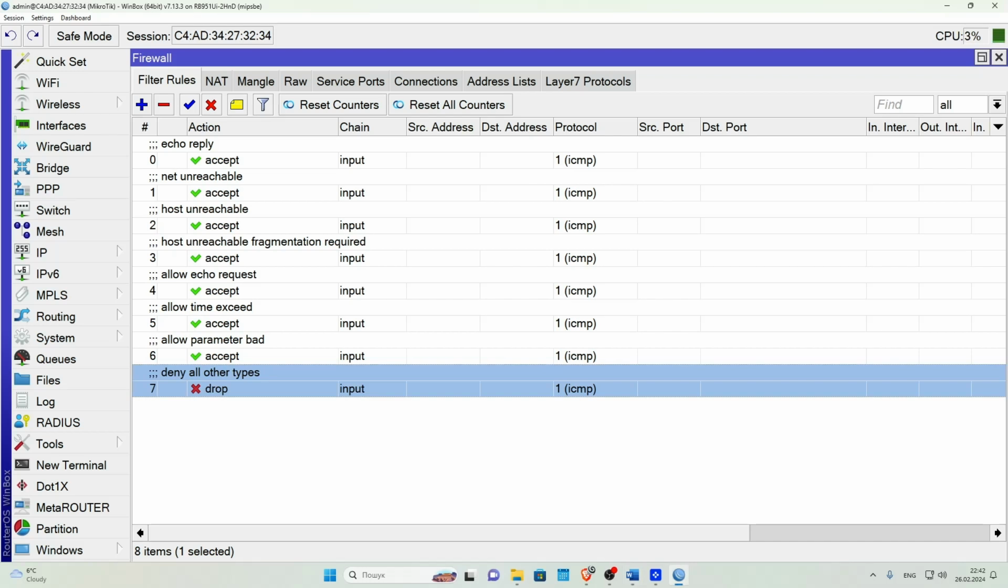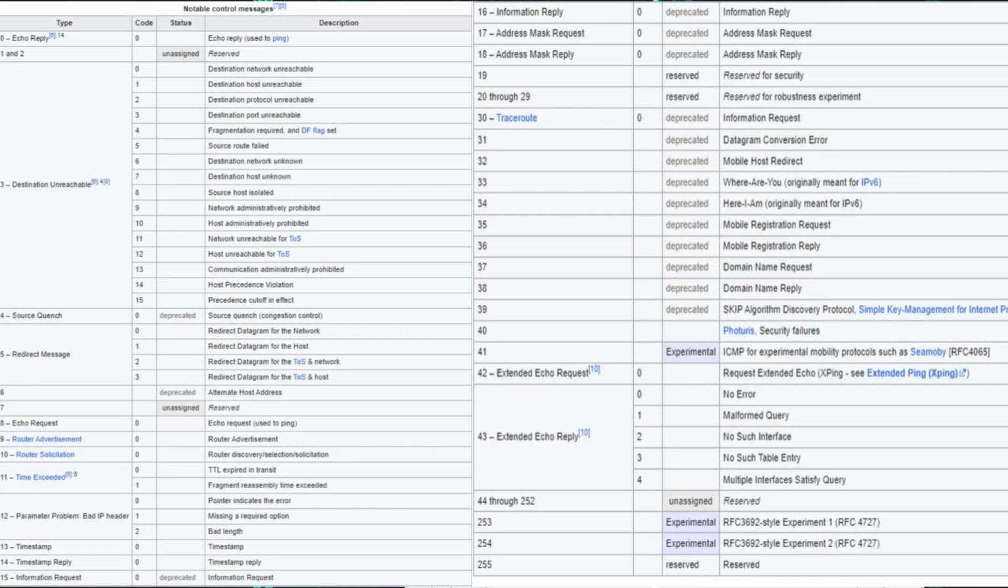Drop all other ICMP types. This is a general rule to drop all other ICMP packet types that don't match any of the above rules. So, these rules only allow certain types of ICMP packets that are important for the correct operation of the network and diagnostics of problems, while other types of packets are dropped to ensure network security.